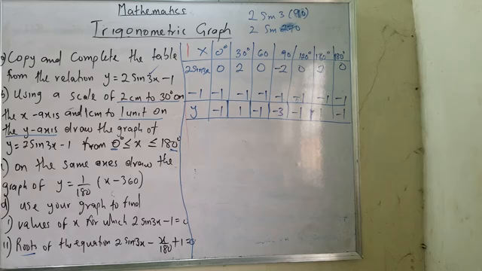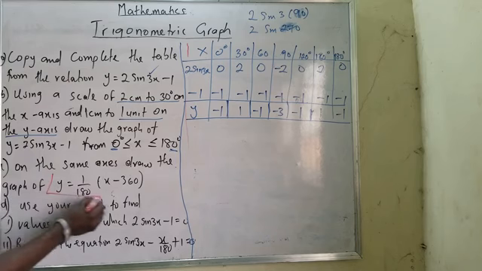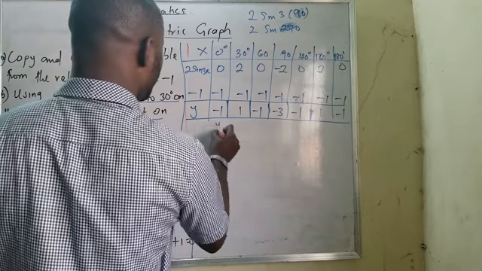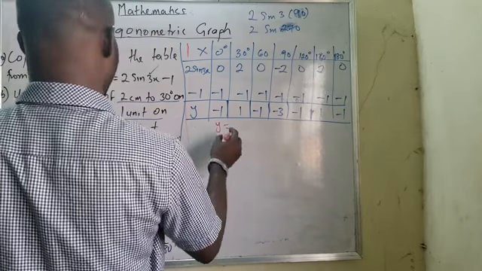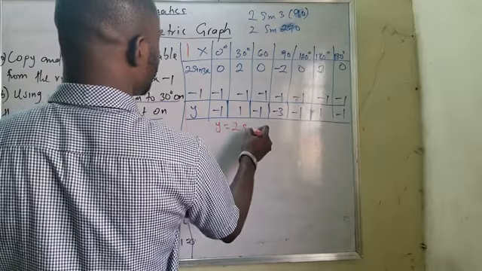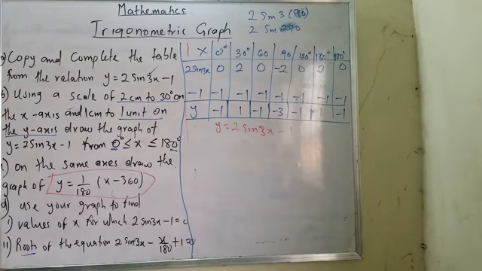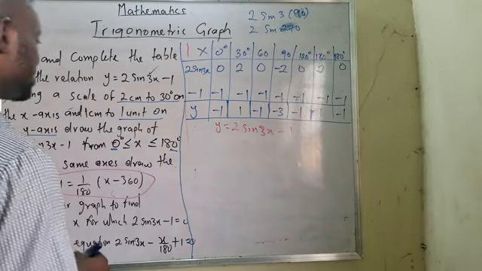Now, the second part of it, question C, I must generate the table of this also. How do I generate that one? What is this one for? y equals 2 sine 3x minus 1. Now, the second part of the question, which I'm talking about, is this table.